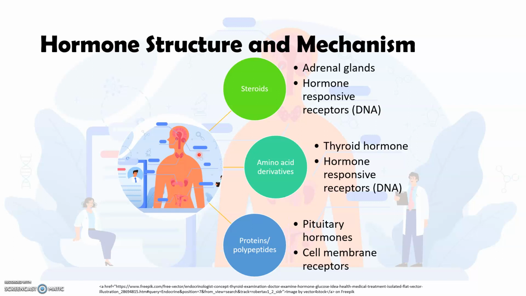Similarly, with the amino acid derivatives such as thyroid hormone, they are small molecules that can also enter the cell and have their effect by stimulating specific receptors within the cytoplasm or within the nucleus of the cell. The protein and polypeptide hormones, such as the pituitary hormones, work slightly differently, and they attach to receptors on the cell membrane and can modify cellular activity through attaching to the cell membrane receptors.